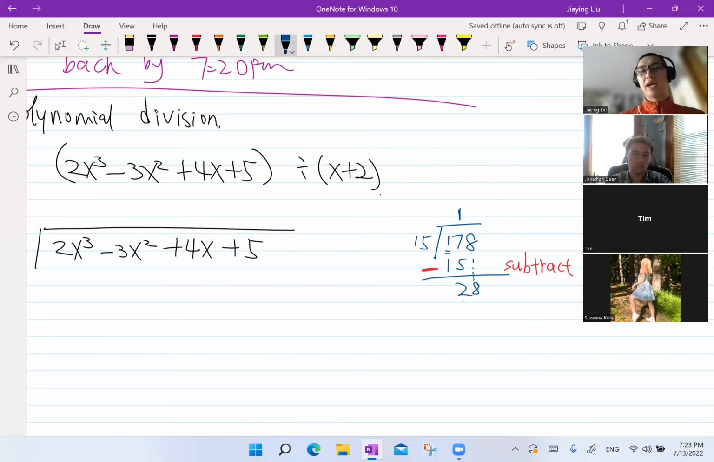Now I need to get rid of the 2 I have in the 28. If I take 15 multiplied by 1, I get 15. If I multiply by 2, I get 30, which is too big, so I'm going to multiply by 1. So 1 times 15 is 15. And again, I'm going to subtract. In this process, it's always subtraction, so make sure you keep that in mind. We got 2 minus 1 is 1, 8 minus 5 is 3. So we get 13, which is smaller than the divisor 15, so that's a remainder.